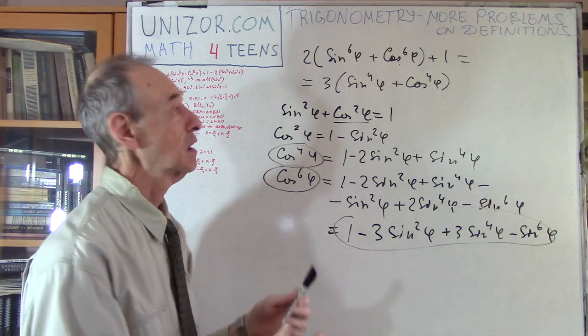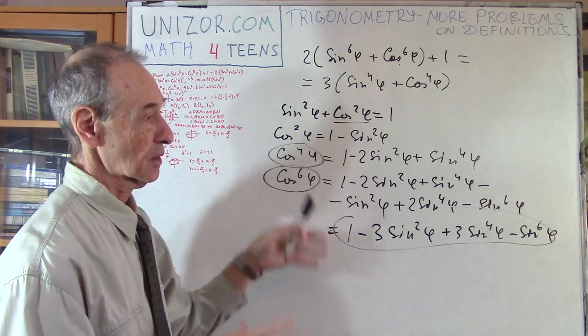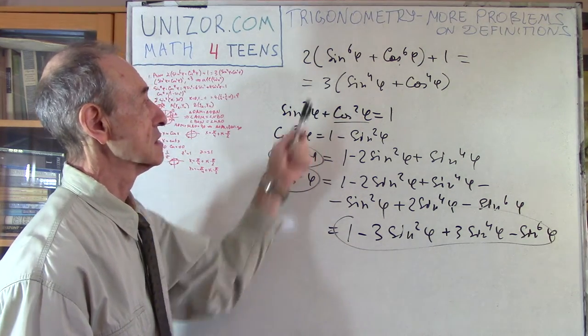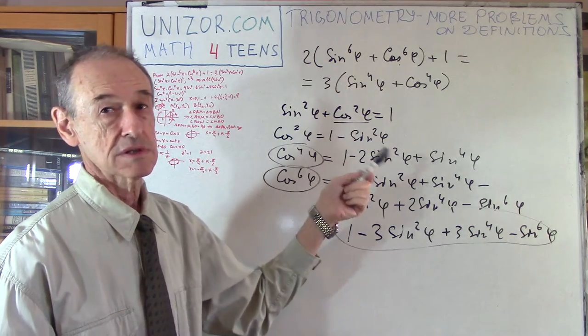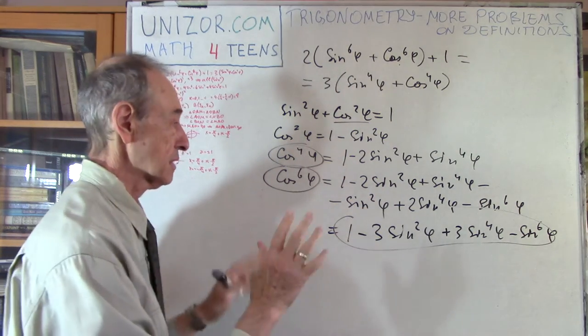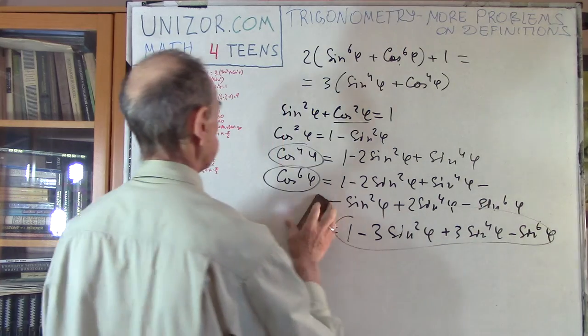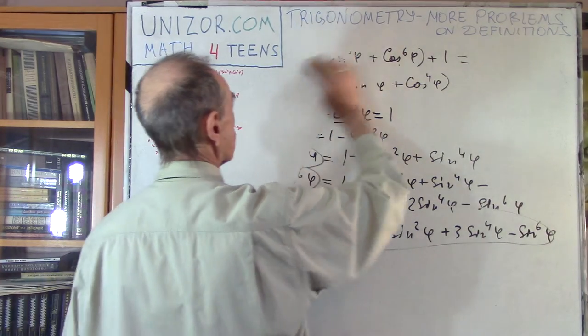That's what's important. What's difficult in this particular case is that you have two different functions, sine and cosine. If you have one function, everything would be fine. Okay, that's problem number one.